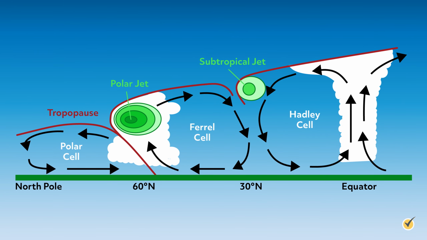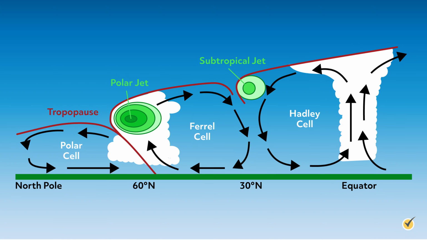Here's a cross-section of these cells so that you can get a sense of their size, depth, and the height of the clouds they produce. One thing you'll notice in this image is the presence of jet streams, which we haven't talked about yet. So let's quickly go over jet streams and how they may influence wind flow in the upper atmosphere.